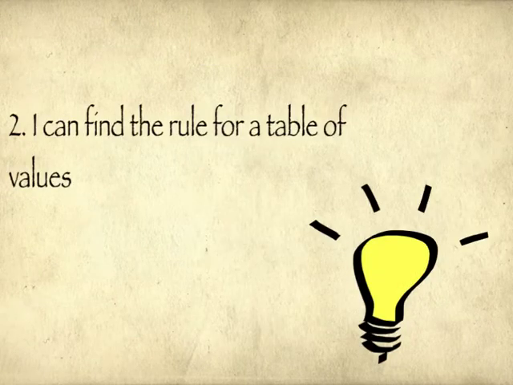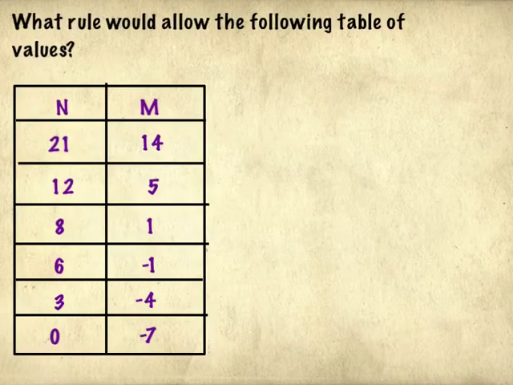So let's talk about how to find a rule for a table of values and write it out in an algebraic way. This is a question you might see on a test. What rule would allow the following table of values? So we have the letters N and M, and they have numbers. And the numbers are going to go in a pattern. So I have to figure out what that number pattern is.